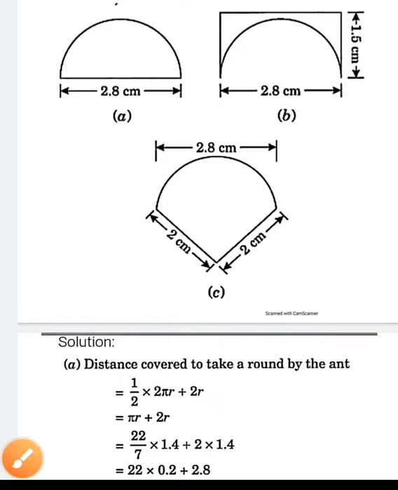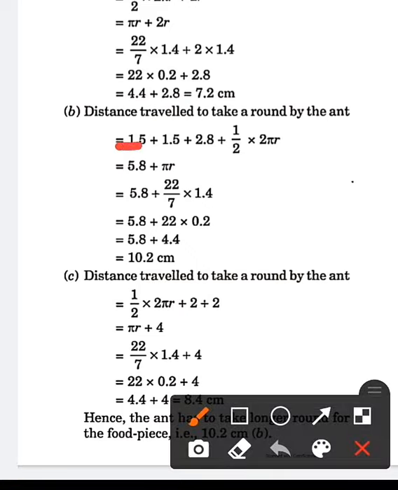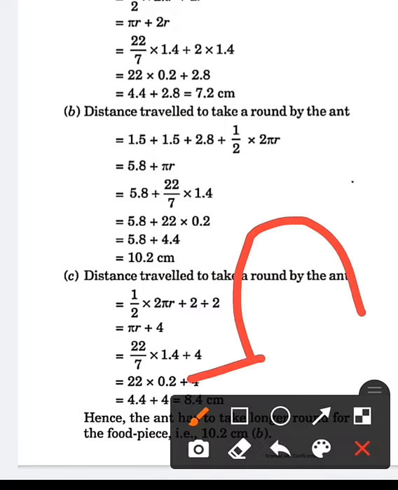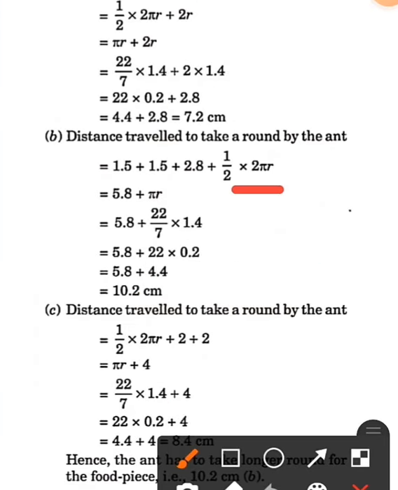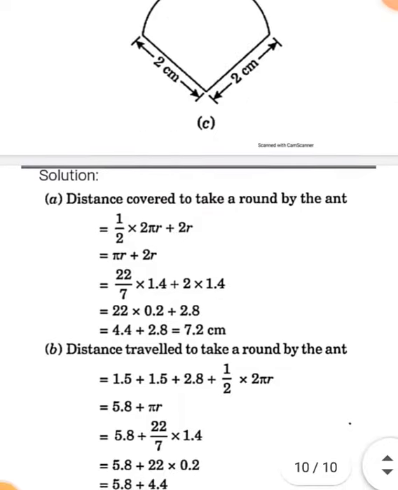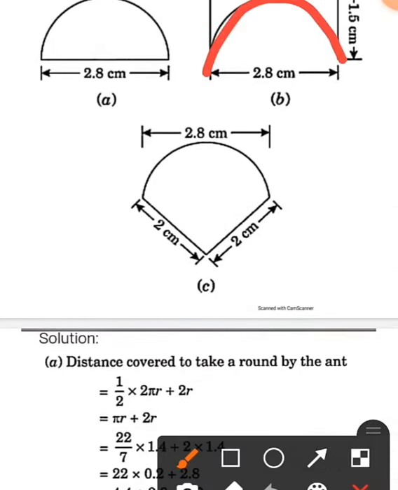So that is how we will take. So let us see the solution part of B. 1.5 plus 1.5 plus 2.8, and that half part was the shape. Okay, so this part, you have to take half into 2 pi r. Why half into 2 pi r? 2 pi r means circumference, but in the figure we have only half circle, so that is why half into 2 pi r. This is half circle, so half into 2 pi r, the circumference formula.